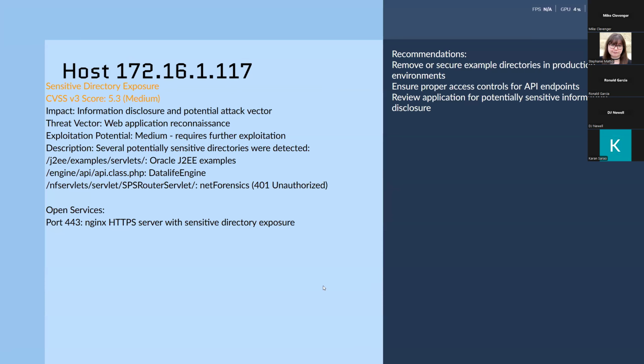Description: these potentially sensitive directories were detected right here, these three. And then the open services, we have port 443, Nginx HTTP server with sensitive directory exposure. So the recommendations for this would be to remove or secure example directories in production environments, ensure proper access controls for API endpoints, and review the application for potentially sensitive information disclosure.